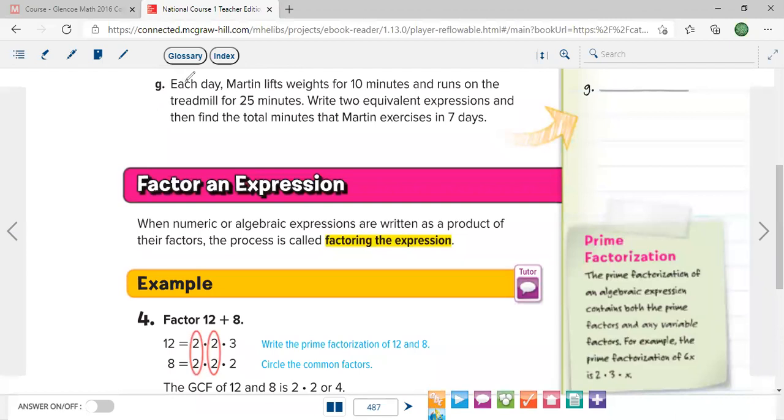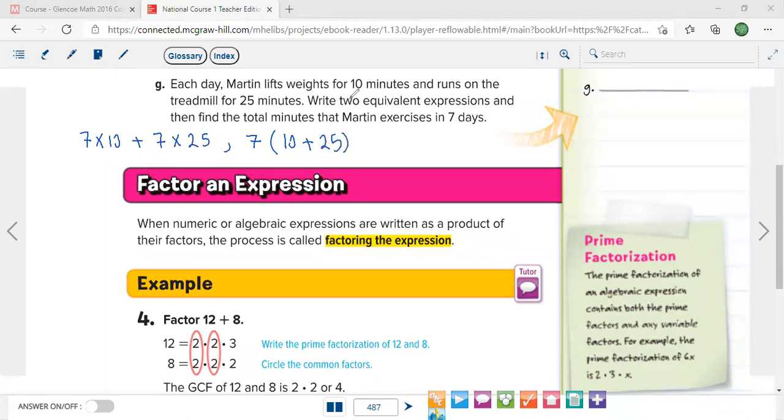Now, another example. Each day, Martin lifts weights for 10 minutes and runs on the treadmill for 25 minutes. Write 2 equivalent expressions and then find the total minutes that Martin exercised in 7 days. So the first expression is 7 multiplied by 10 plus 7 multiplied by 25. The second expression is 7 outside parentheses 10 plus 25.